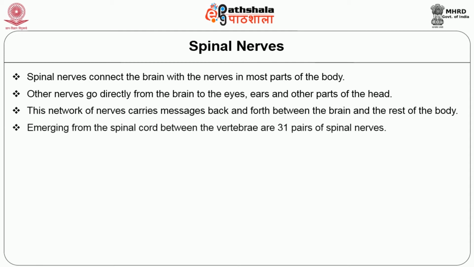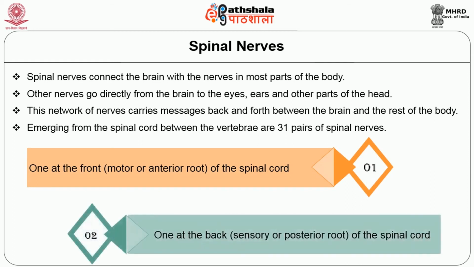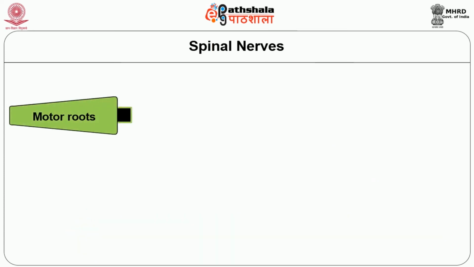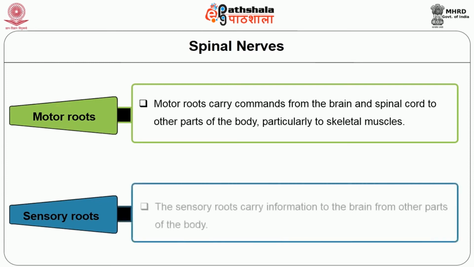Emerging from the spinal cord between the vertebrae are 31 pairs of spinal nerves. Each nerve emerges in 2 short branches. One at the front, the motor or anterior root of the spinal cord, and one at the back, the sensory or posterior root of the spinal cord. Motor roots carry the commands from the brain and the spinal cord to the other parts of the body, particularly skeletal muscles. The sensory roots carry information to the brain from other parts of the body.